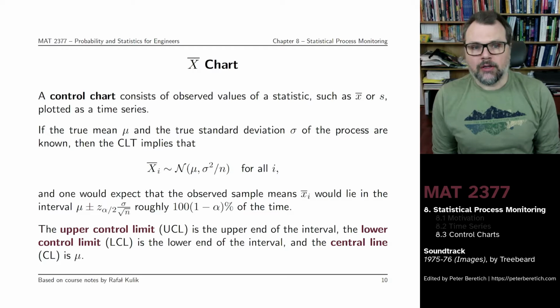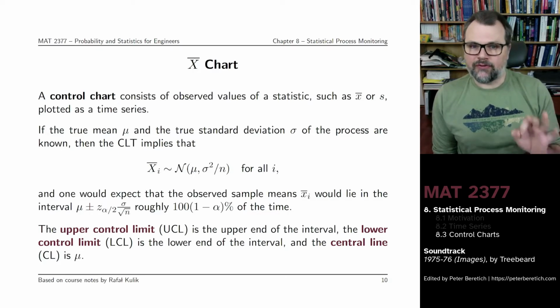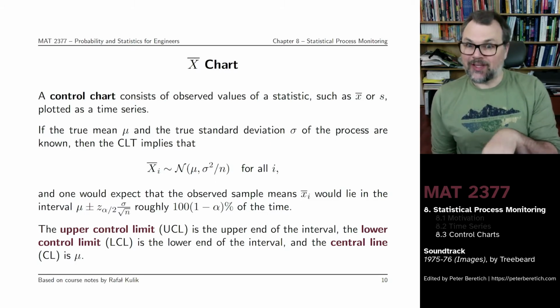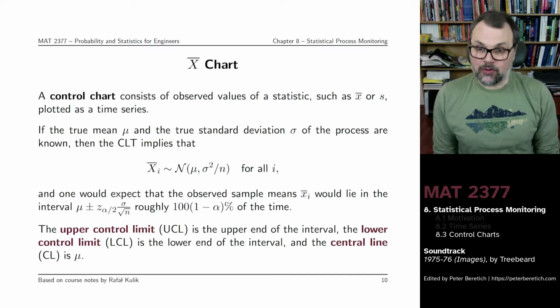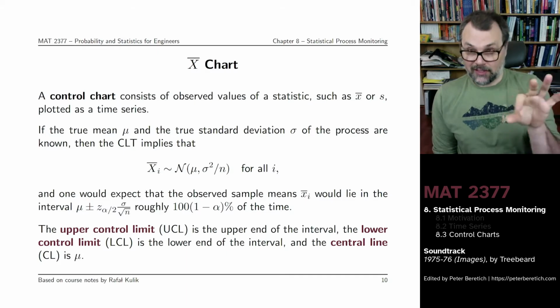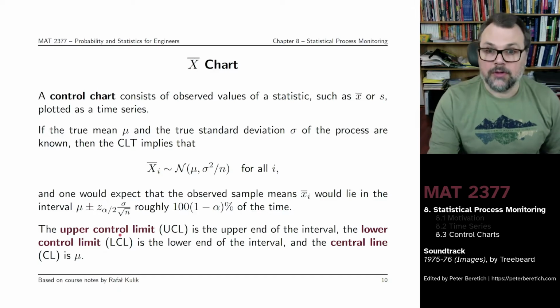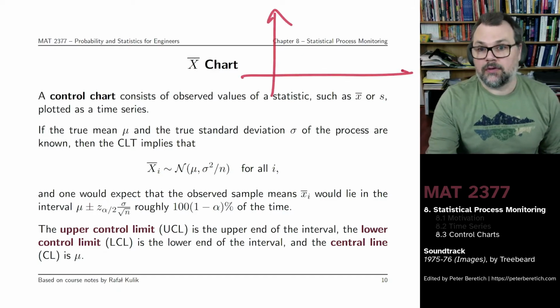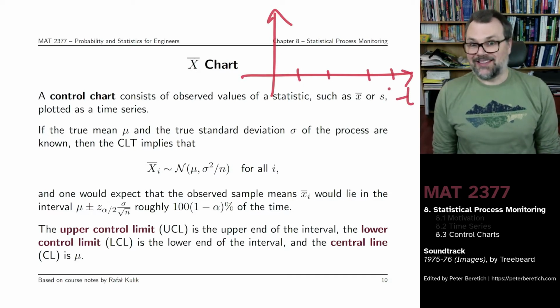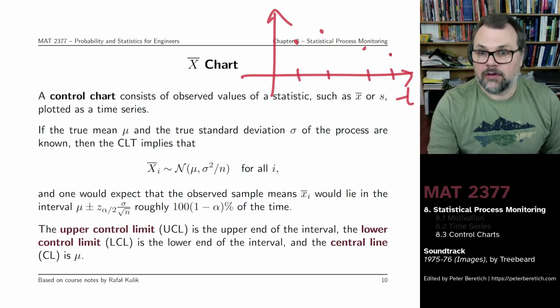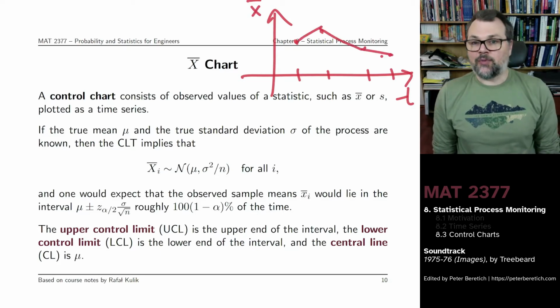A control chart is going to be a collection of observed values of a statistic. So at various time indices or various locations, you will measure the sample mean and the sample standard deviation of the measurements that you take at each of these times or locations. And you'll plot those as a time series. So you can imagine something that would look like this. This is the passage of time. These are the times when I've decided to sample my process, and I will compute the mean of my measurements. I might end up with something that looks like this.